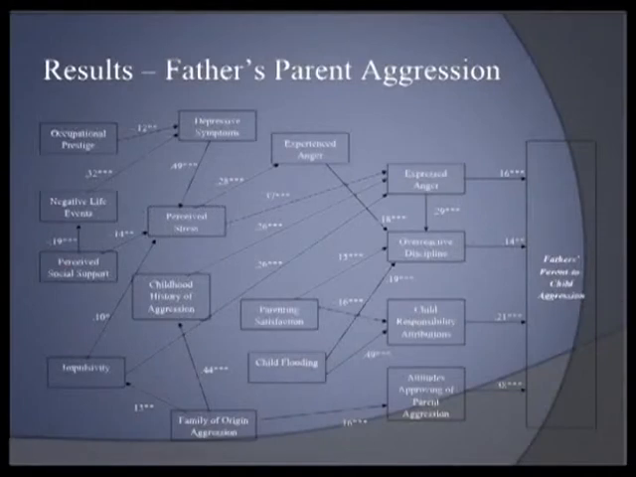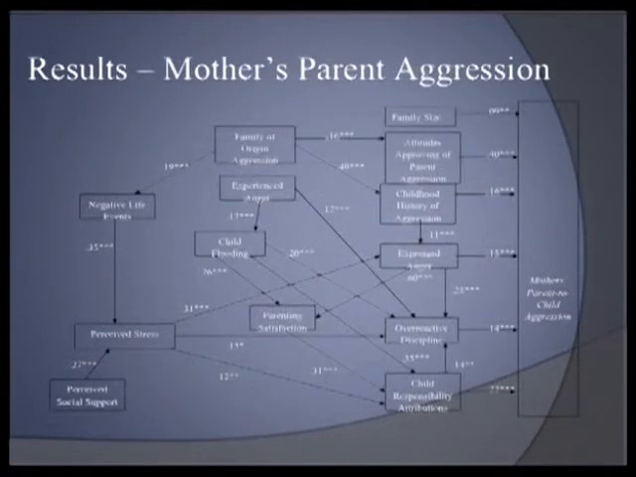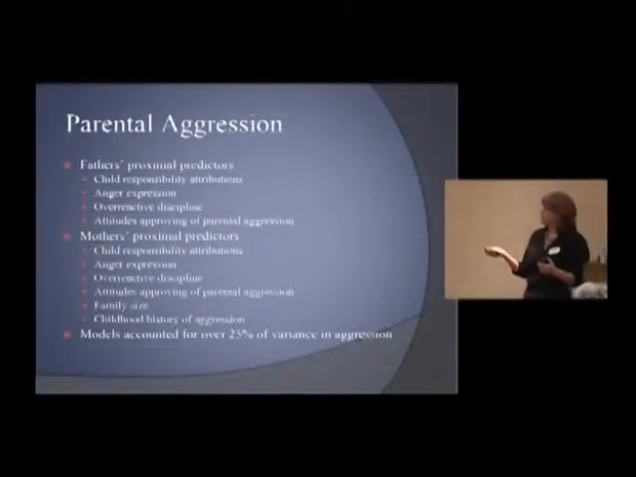Father's aggression to kids. Mother's aggression to kids. Proximal predictors, blaming attributions. There it is again, for both fathers and mothers. Anger expression, this time for both fathers and mothers. Discipline style for both fathers and mothers, attitudes approving of parental aggression for fathers and mothers, and then family size, and again, childhood history of aggression for moms. These models accounted for less of the variance, but still a substantial proportion.